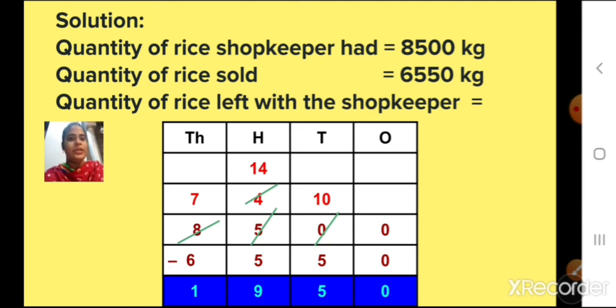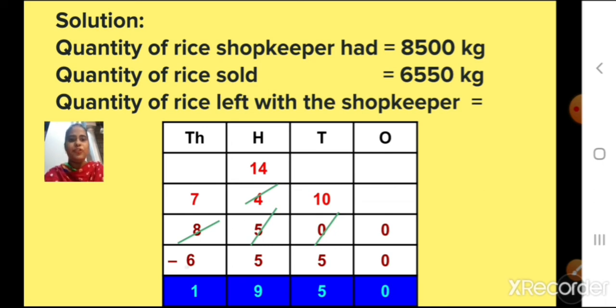Children, here I have done the subtraction for you. Please go through it. See here, write the numbers in their proper place. You will do subtraction from ones place. 0 minus 0 is 0. Then 0 minus 5 is not possible. So we have to borrow from hundreds place. Hundreds place we have 5. 5 will become 4 and this 0 will become 10. Then 10 minus 5 is 5.